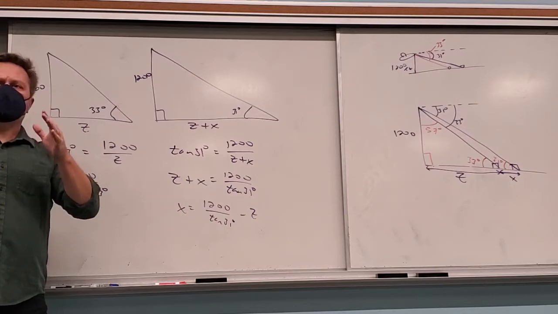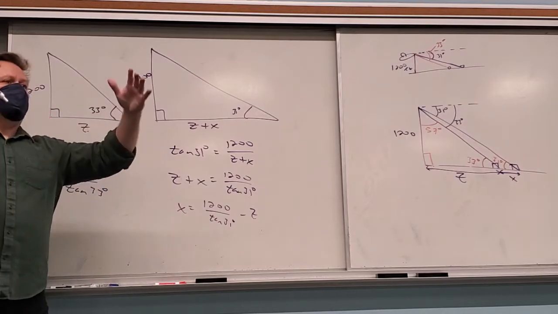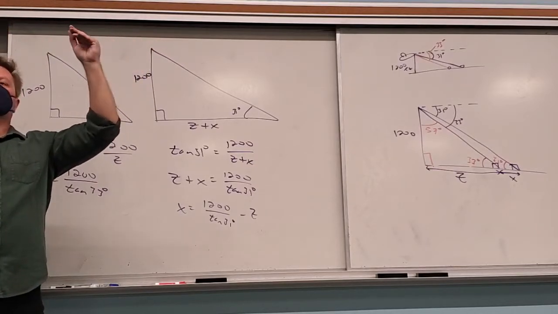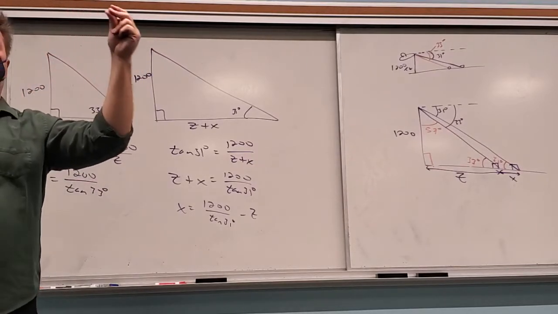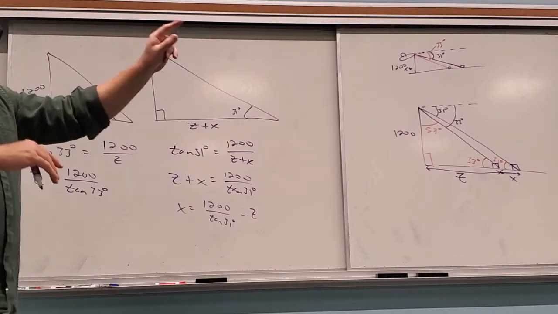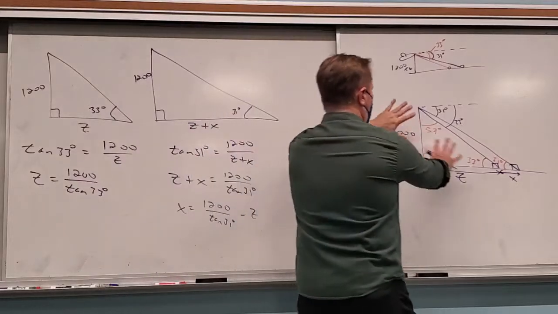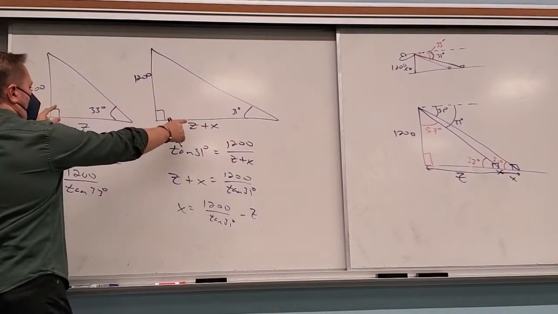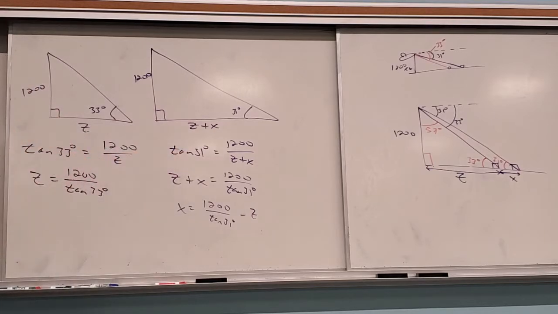So what is the point of these kinds of problems? Draw the problem. Label the drawing. Look for right triangles. Set up your trig relationships, right? That's exactly what we did. Draw the problem. Label the drawing. Identify your right triangles. Pick your trig.